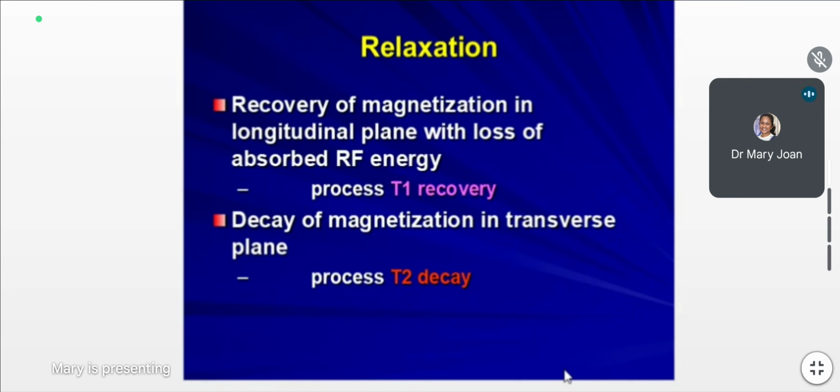Recovery of magnetization in the longitudinal plane with loss of absorbed RF energy is the process T1 recovery. And decay of magnetization in the transverse plane is T2 decay. So we have two terms, T1 recovery and T2 decay. T1 recovery is recovery of magnetization in the longitudinal plane with the loss of absorbed RF energy, and T2 decay is decay of magnetization in the transverse plane.